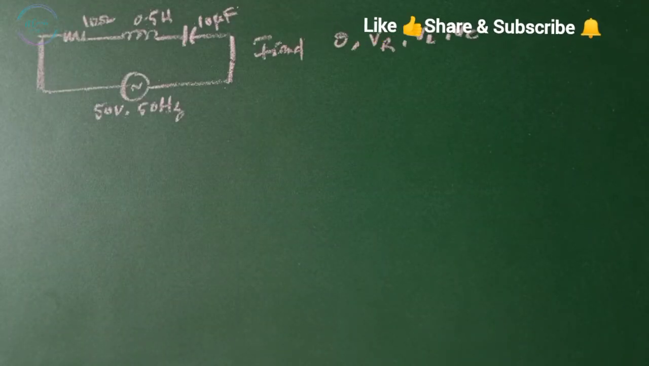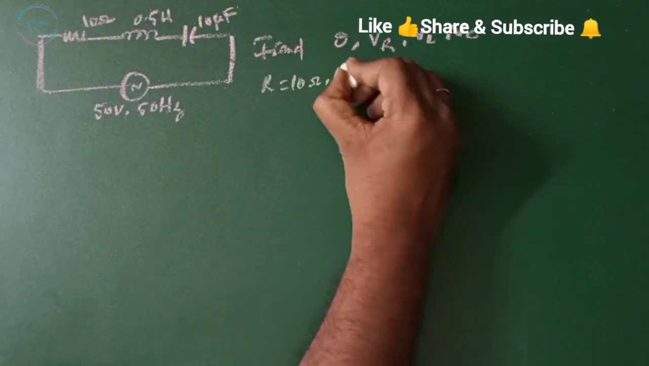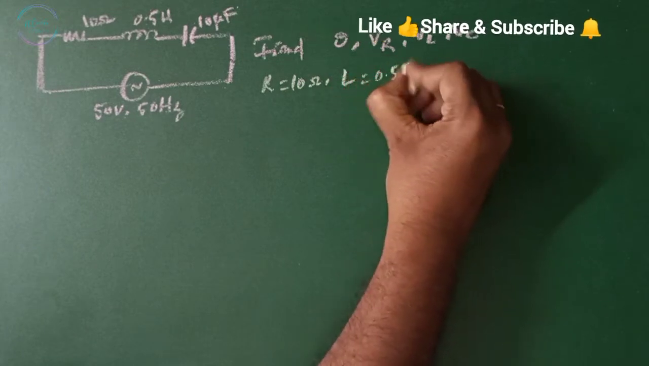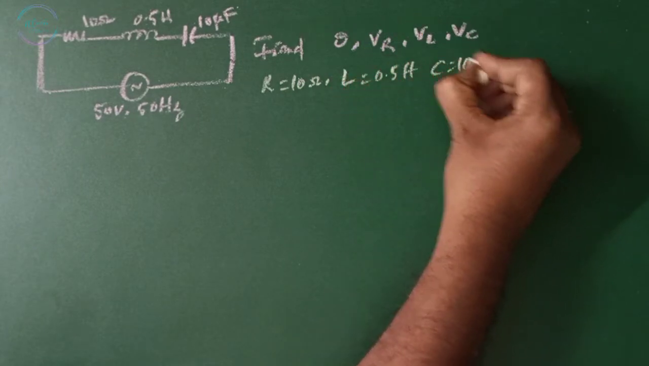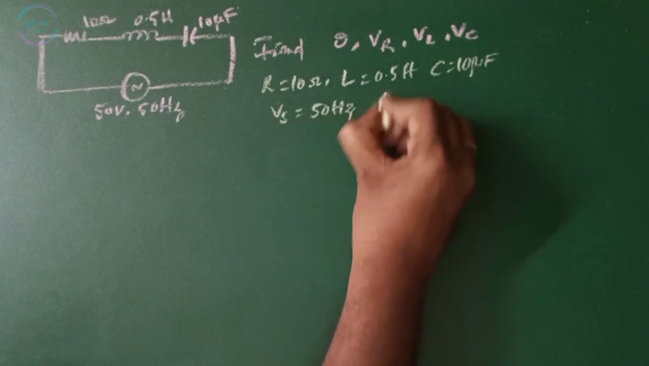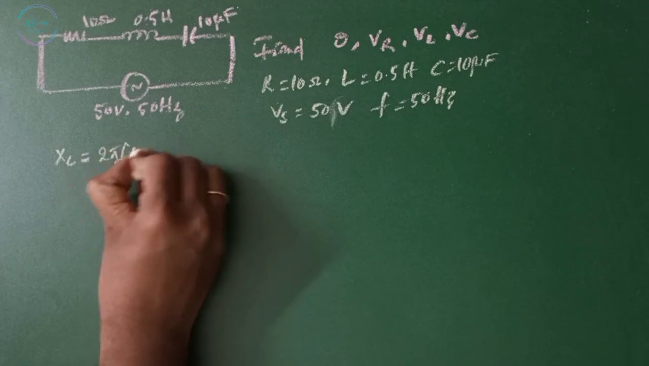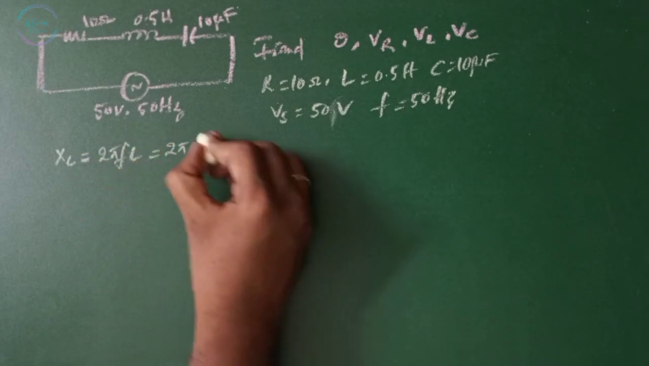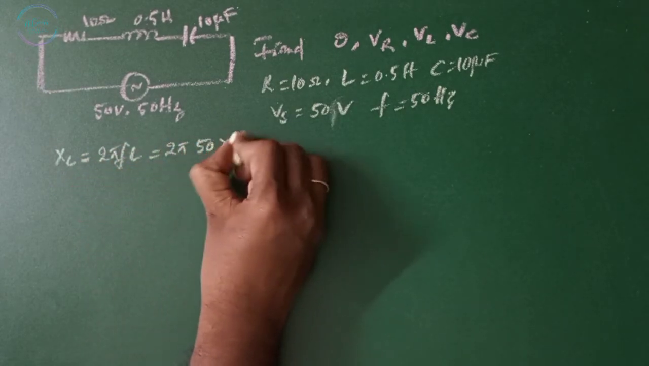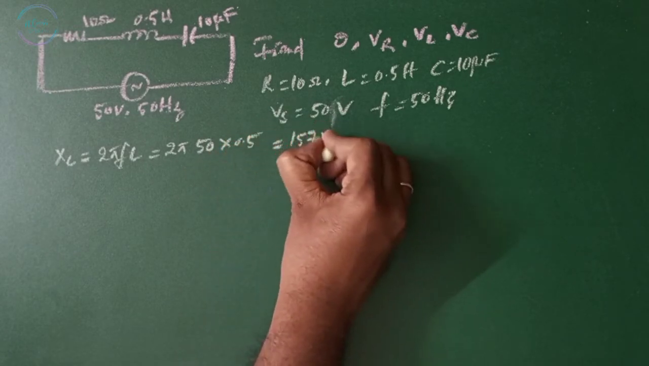Now for the given RLC circuit, find theta, Vr, VL, Vc. Now given R equals 10 ohms, L equals 0.5 henries and C equals 10 microfarads and Vs equals 50, F equals 50 Hz. XL equals 2 pi F L, that equals 2 pi, F is 50 and L is 0.5, which equals 157 ohms.